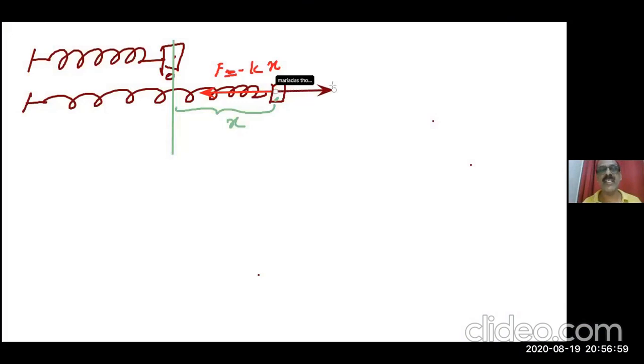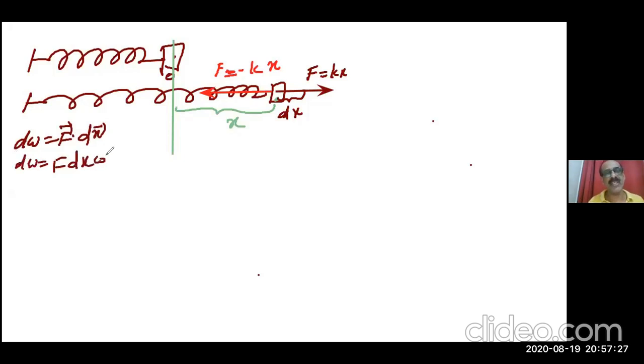By exerting an equivalent opposite force, that is F is equal to plus kx. This object is displaced a small distance dx without acceleration, therefore force remains constant. Now for this small displacement, we can write the formula dw is equal to f dot dx. So dw is equal to f dx cos theta.